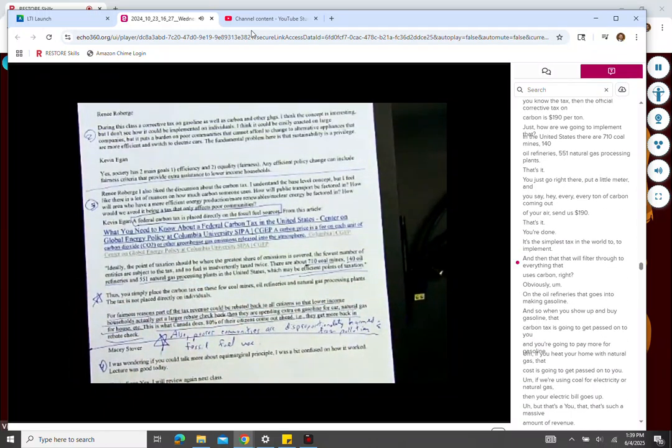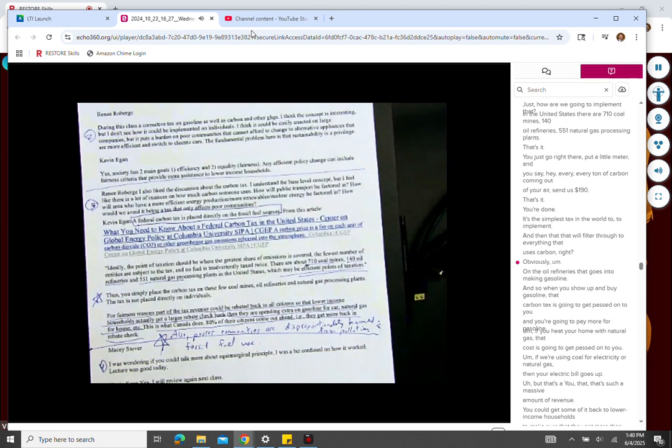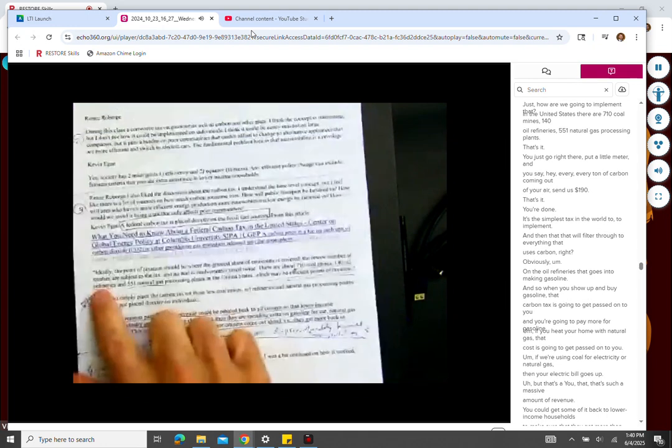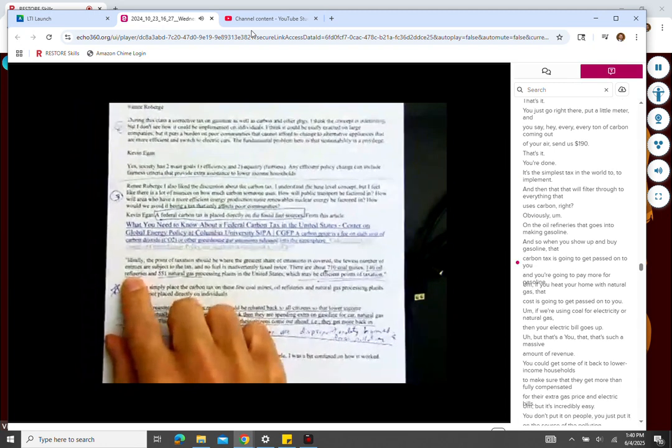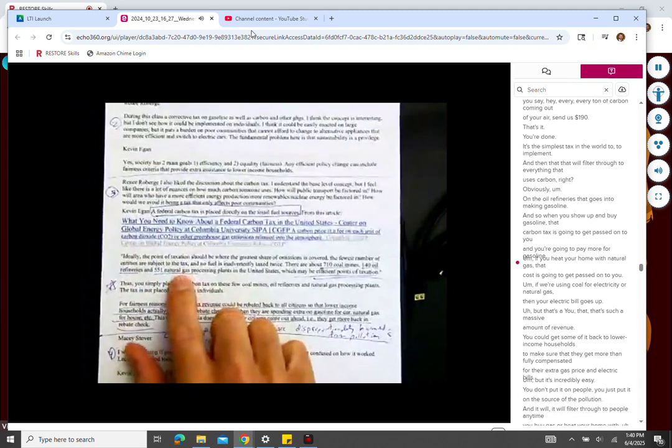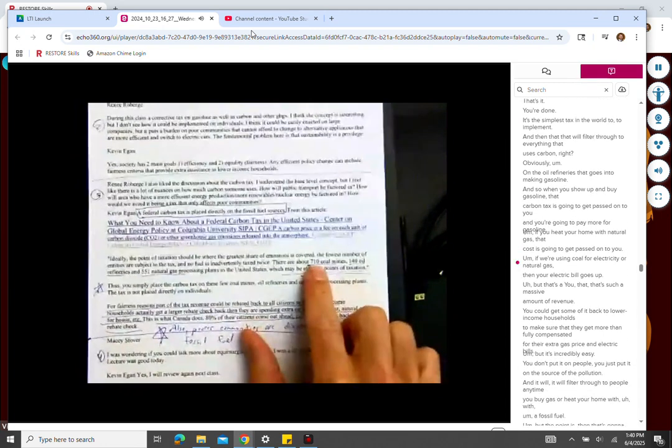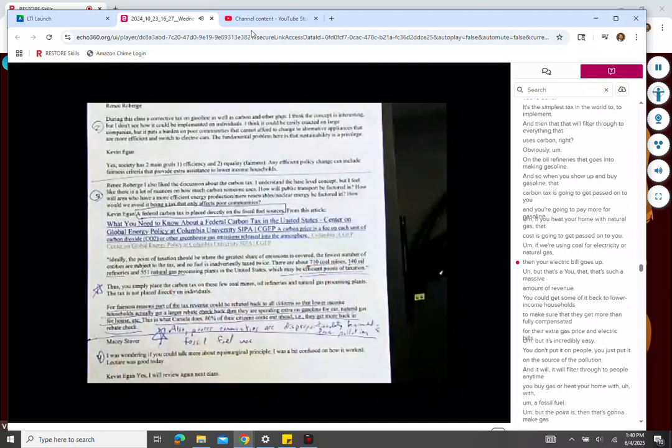And then that will filter through to everything that uses carbon, right? Obviously, on the oil refineries, that goes into making gasoline. So when you show up and buy gasoline, that carbon tax is going to get passed on to you, and you're going to pay more for gasoline. If you heat your home with natural gas, that cost is going to get passed on to you. If we're using coal for electricity or natural gas, then your electric bill goes up.